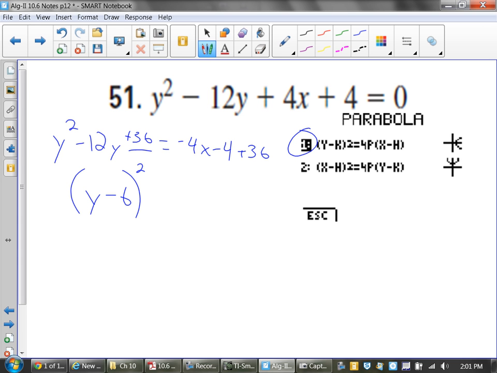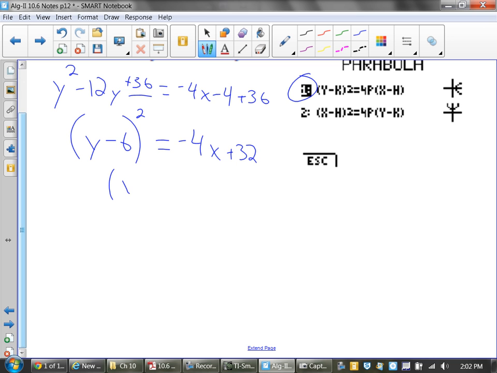Okay. Simplify on the other side. You have negative 4x plus 32. And then you're looking at it, I'm almost done. But when you're talking about a parabola with standard form, you've got x minus h in parentheses on the right-hand side. We don't have that yet. We have to make that. So I have to factor out something. Well, what's the GCF of 4x and 32? Take the negative 4 out. So you finally wind up with y minus 6 quantity squared equals negative 4 times x minus 8.